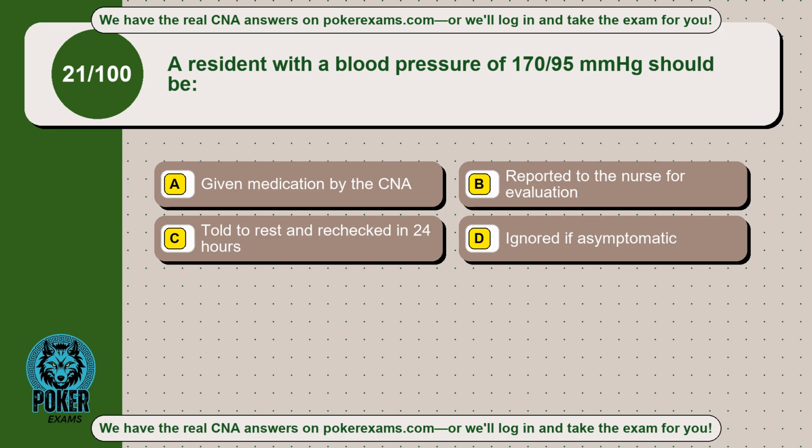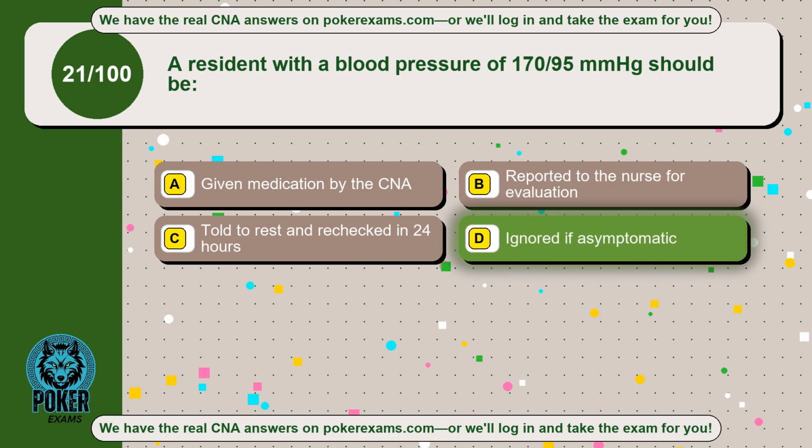Question 21. A resident with a blood pressure of 170/95 mmHg should be: Option A, given medication by the CNA. Option B, reported to the nurse for evaluation. Option C, told to rest and rechecked in 24 hours. Option D, ignored if asymptomatic.